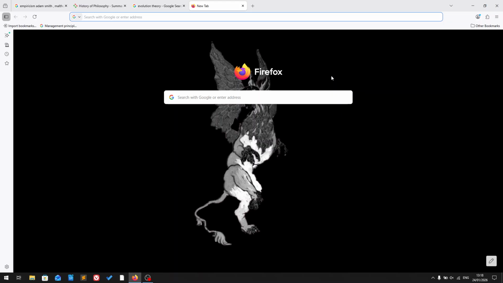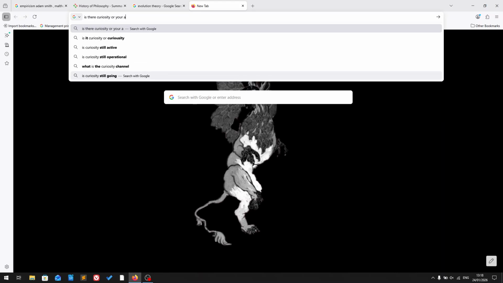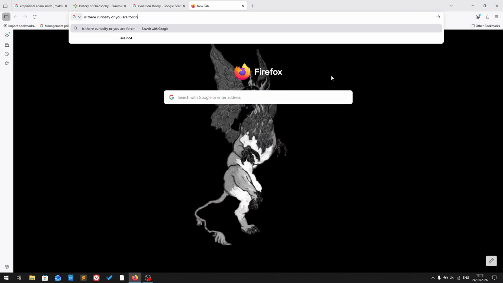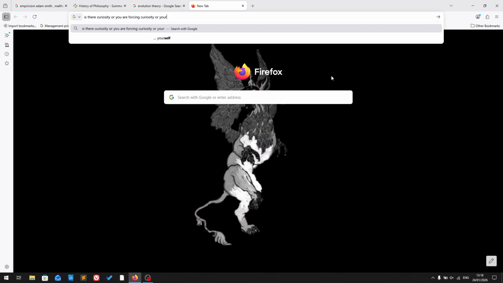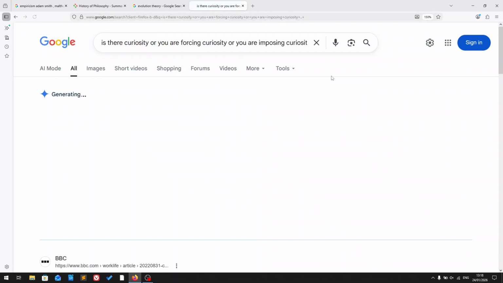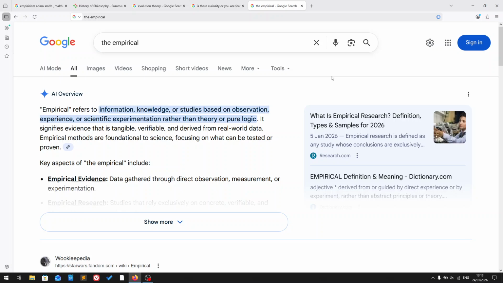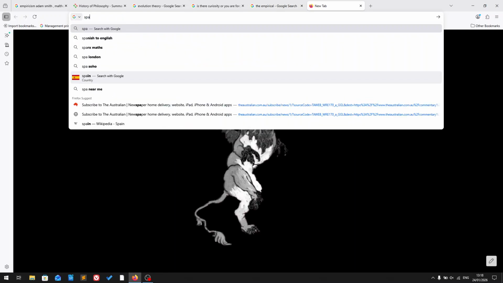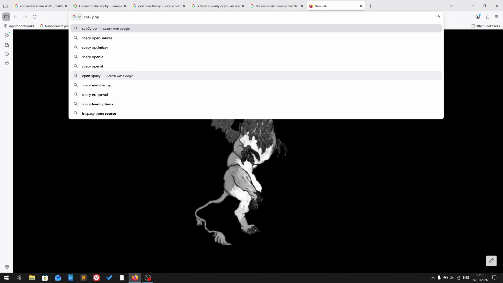And the thing is, this is what I said yesterday. Is there curiosity, or are you forcing curiosity, or imposing curiosity, etc. So the empirical, I'm saying very strong things. It's highly opinionated, but then if Spacey can be opinionated, opinionated is how it is output on the website.